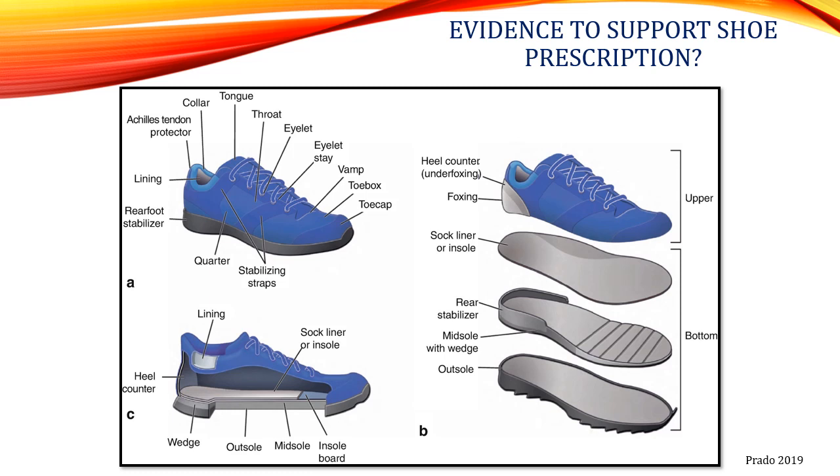And then the C figure shows the inner portion of the shoe where you have the wedge, the outer sole, the midsole, the insole of the shoe, the sock lining, of course, and then the heel counter. And you can learn more about this by following the resource by Prado et al. in 2019. I'll include that within the references.